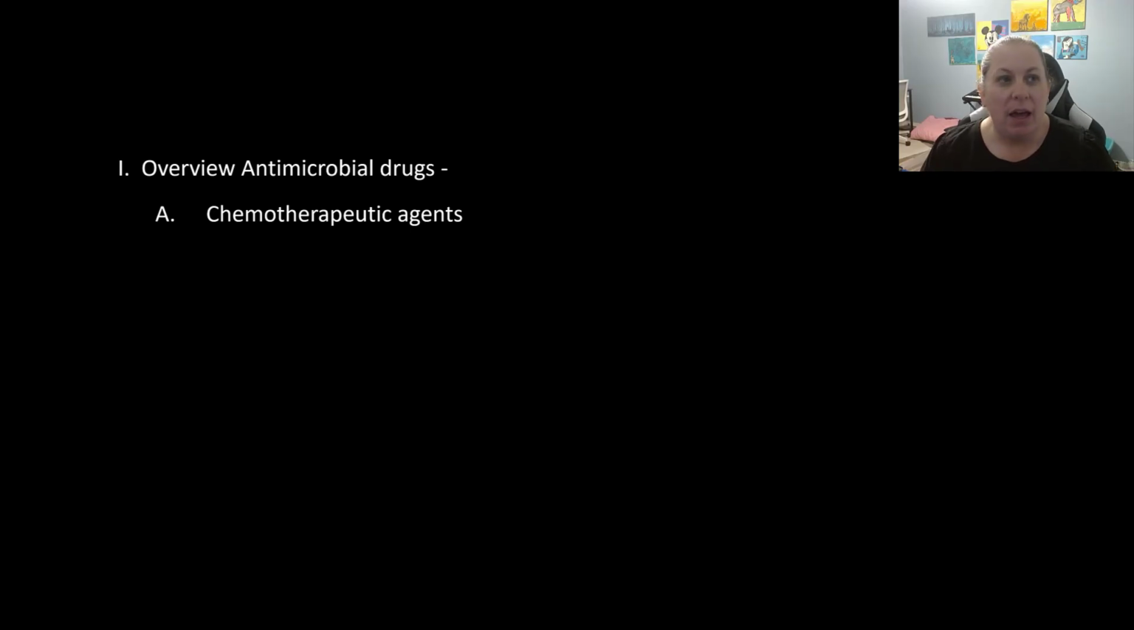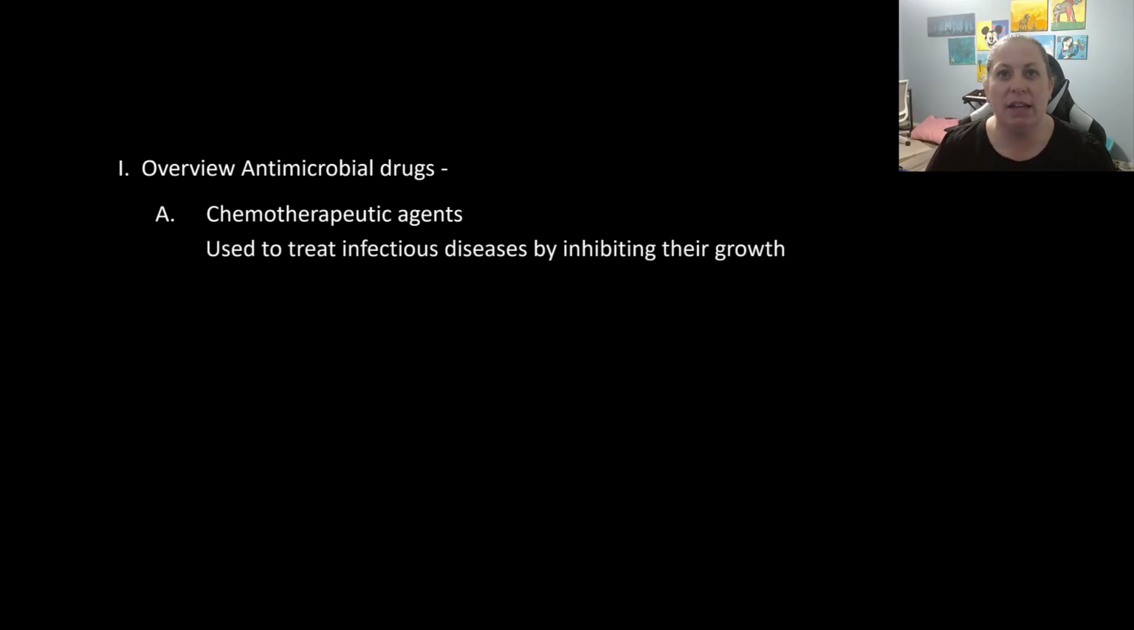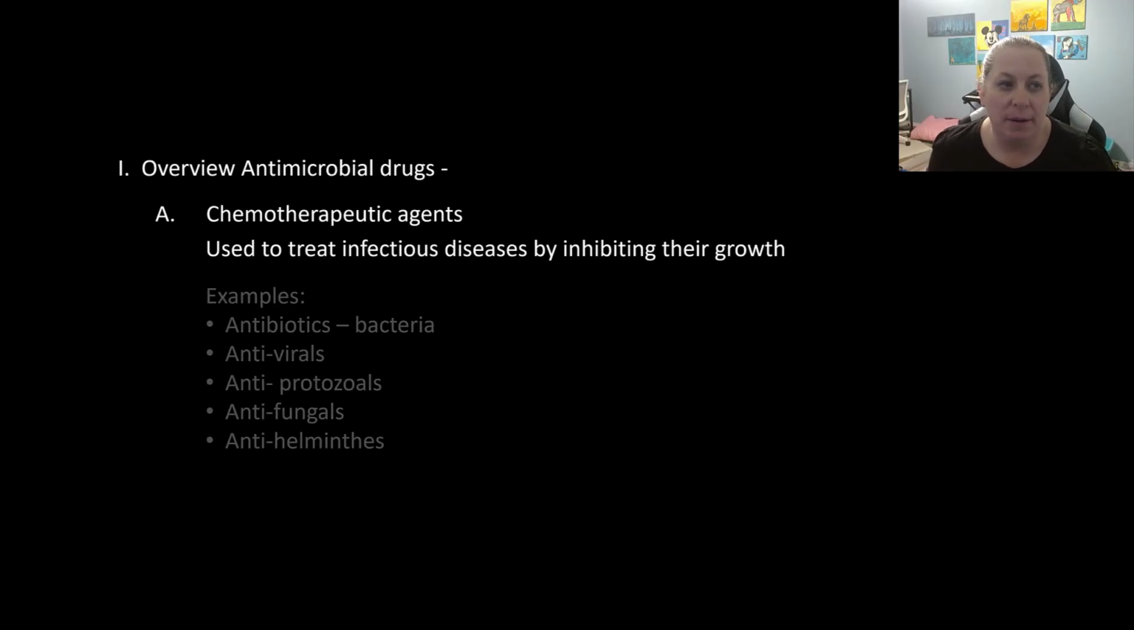So, an overview of antimicrobial drugs: we do see that they are called chemotherapeutic agents. A lot of times when we hear the word chemotherapy, we think about cancer treatment, which is true. It's using drugs to treat the cancer, and that's the same thing here. When we look at chemotherapeutic agents, we're seeing that they are used to treat infectious diseases, and they do this mostly by inhibiting their growth.